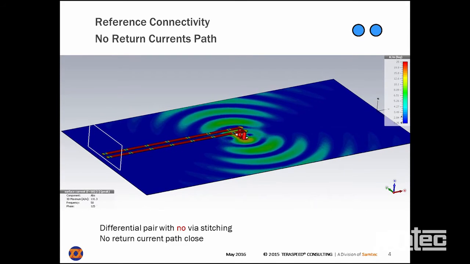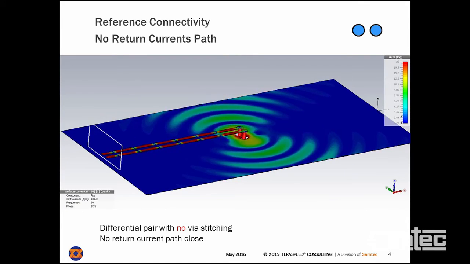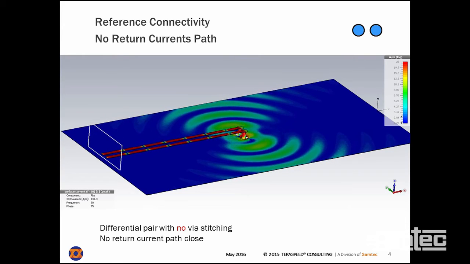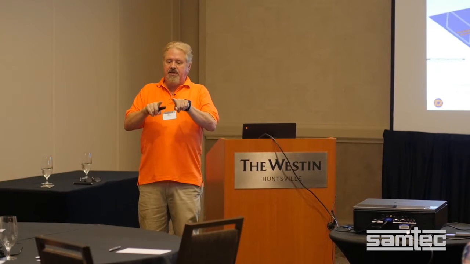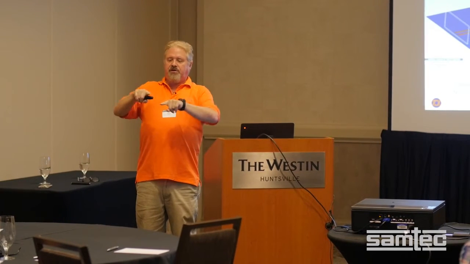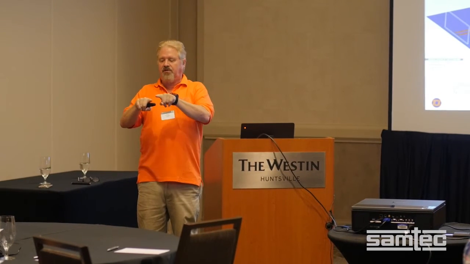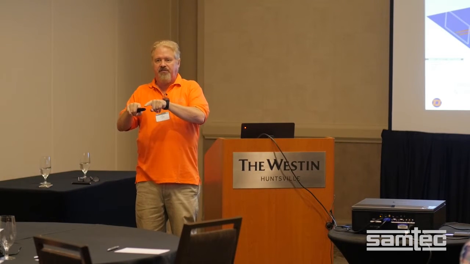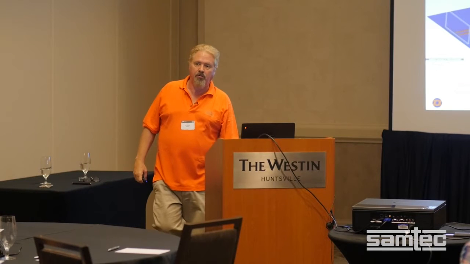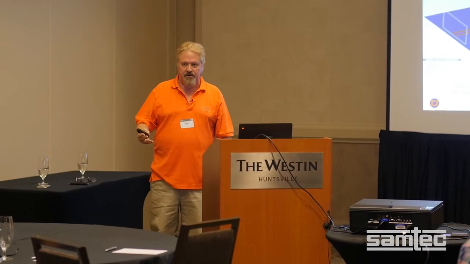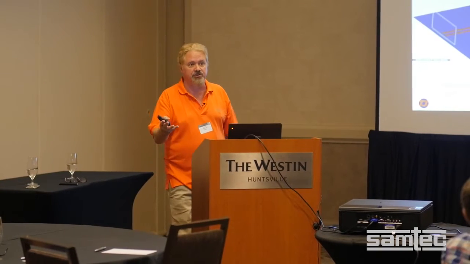Is that true? If you have a P and an N for your differential pair, where does the return current flow? A lot of engineers say, well, if you have a P and an N, they flow in the different directions, so the return current for the P flows on the N, and the return current for the N flows on the P. Is that true? Not at all. Where do they flow? To your reference plane. Could be ground, could be power, that's your choice.